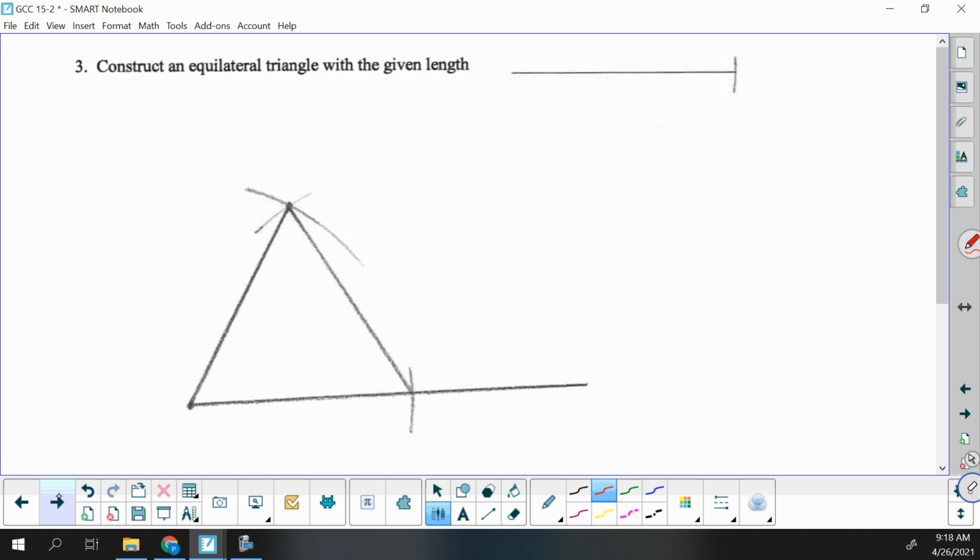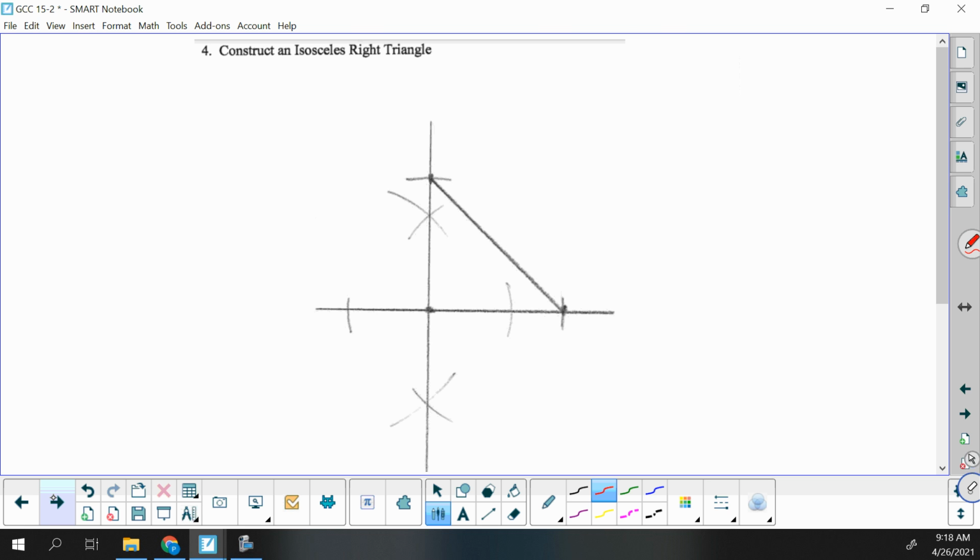Equilateral triangle: start with a segment, mark off a certain amount, and then keeping your compass the same, swoop up that same amount from each of the endpoints of the segment you marked off. And an isosceles right triangle: start with a segment, put a point, construct a perpendicular line at that point, mark off a certain amount on your horizontal segment there, and then mark the same amount going up on your vertical perpendicular segment, then connect them, and that will make an isosceles right triangle.